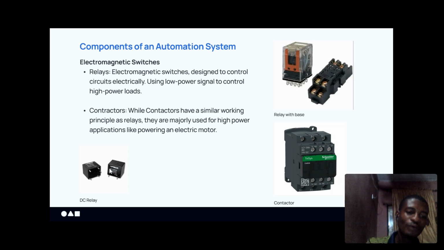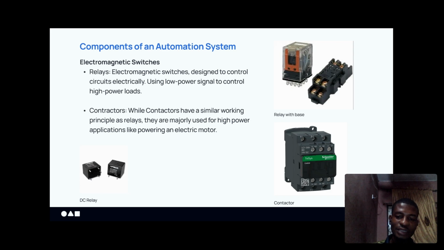These types are used for DC application majorly. So they have 2 points. The two connections to the left are usually for the power. Then the other side is usually for the control. So once you power the coil of the relay using these two contacts, the relay is energized.